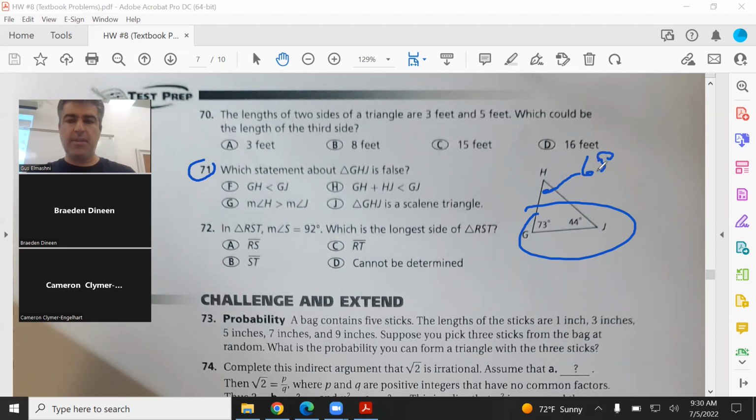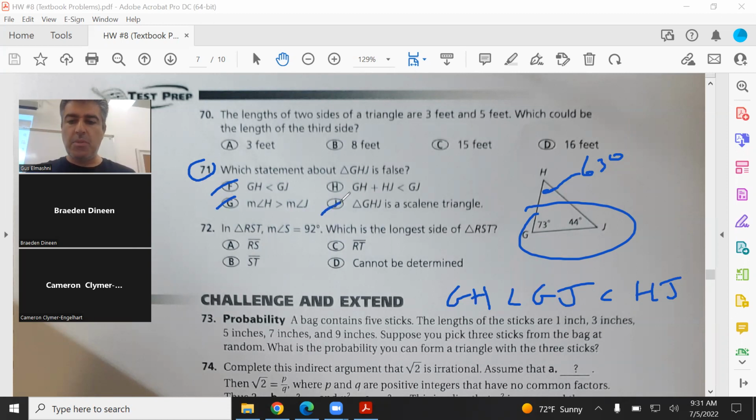So here's what's going to happen. GH is the small side, because it's opposite the smallest angle. GJ is the middle side, because it's opposite the middle angle. And finally, HJ is the biggest side, because it's opposite the biggest angle. So is GH less than GJ? You bet. That is true, not false. The measure of angle H is definitely bigger than angle J. Is it scaling? Absolutely, because all the angles are different, all the sides will be different.